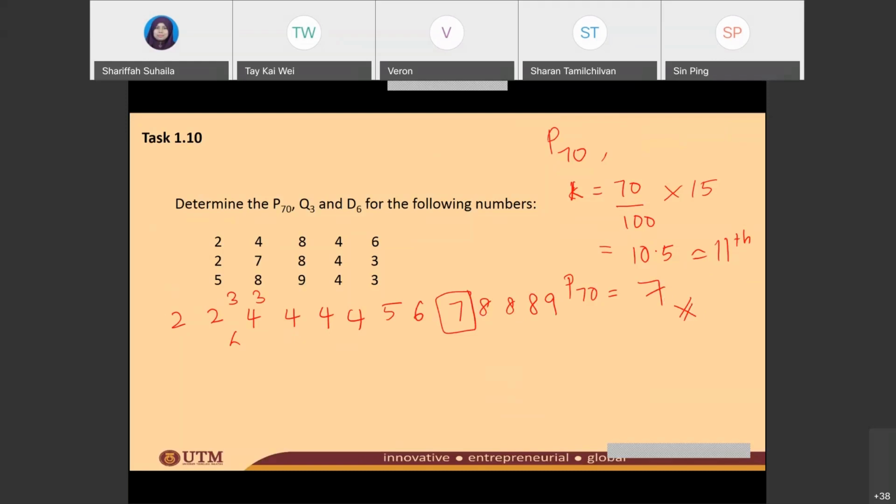You can either use the same formula, Q3, you change to P75. That means you only remember one method. You just convert in terms of percentile, because you already know Q3 is equal to P75. So you just get 75 divided by 100 times 15, which is 11.25.